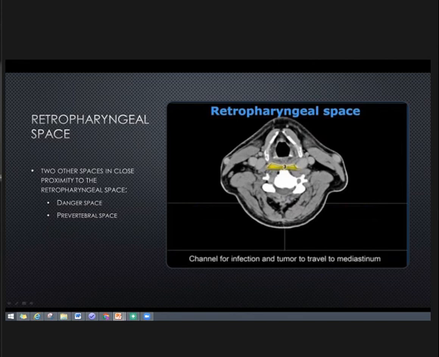There are two other spaces which are in close proximity to the retropharyngeal space, the danger space and the prevertebral space, shown here by the arrow. The danger space actually lies between the alar fascia, which forms the posterior border of the retropharyngeal space, and the prevertebral fascia. It extends from the cranial base above to the level of the diaphragm, while the prevertebral space is bounded anteriorly by the prevertebral fascia and posteriorly by the longus colli muscles of the spine. It extends down to the mediastinum and continues to the insertion of the psoas muscle.